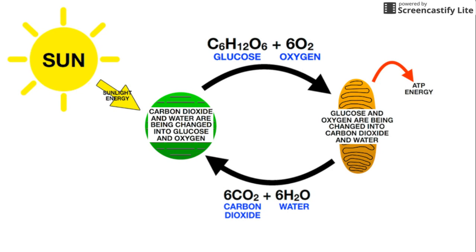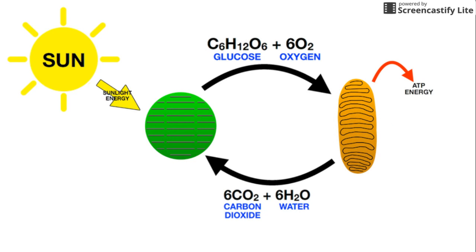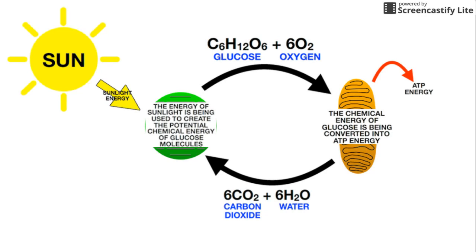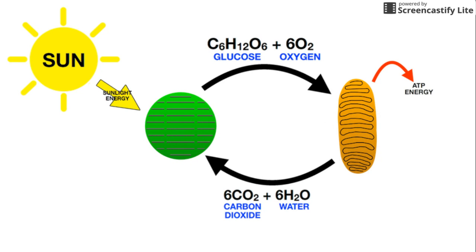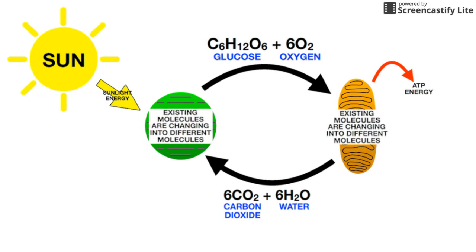In other words, inside of the chloroplast, the energy of sunlight is being used to create the potential chemical energy of glucose molecules. And in the mitochondrion, the chemical energy of glucose is being converted into ATP energy. A simpler way of saying that is that in the chloroplast, existing molecules are changing into different molecules. And in the mitochondrion, existing molecules are changing into different molecules. So it's basically the same on both. They're both changing from existing molecules into different molecules.